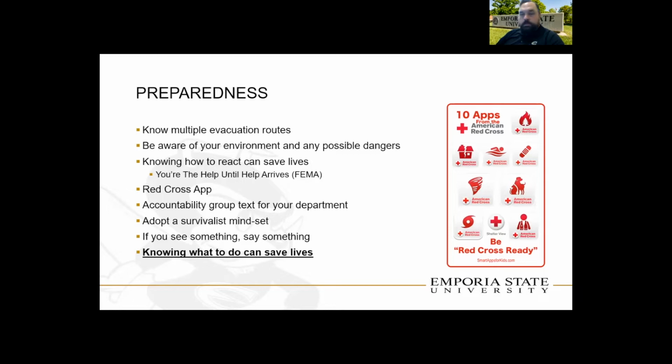Set up an accountability text group for your department, your office, your group of friends. That way you can check on one another if there is an emergency situation. Adopt a survivalist mindset. We'll get to that in a couple slides. If you see something, say something. Again, if it seems out of place, a package or a backpack or a person, go ahead and call the police. It's better to be safe than sorry. And then knowing what to do can save lives in an emergency situation.